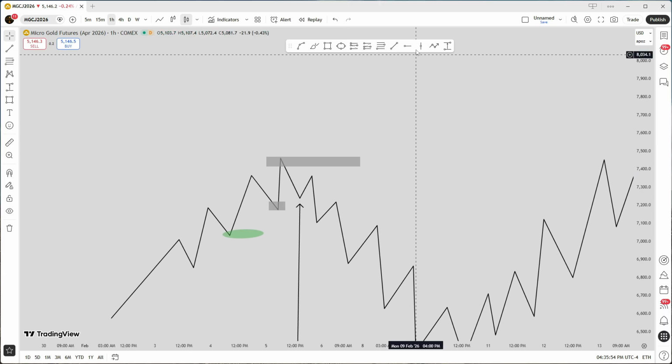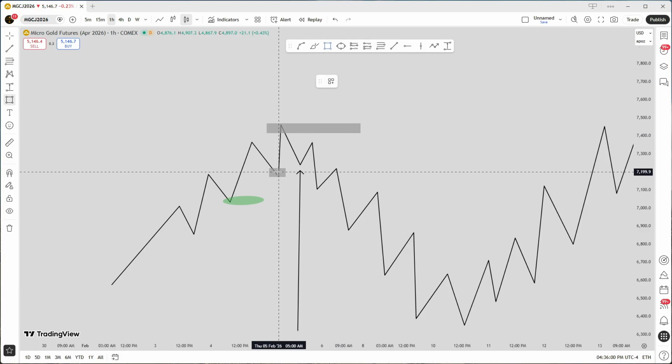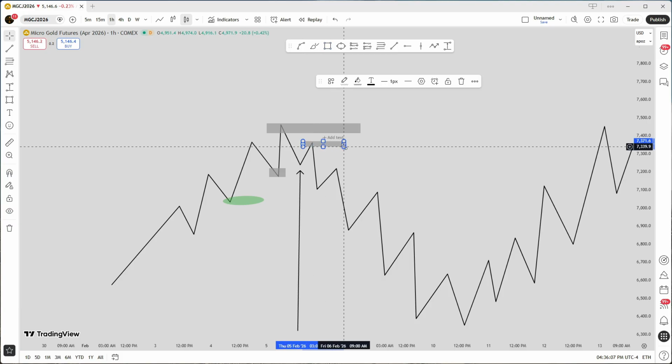This is the last high. Remember, the market has been trending up this whole time. This is the last low, last high. Pay attention to this. But now, the market creates a lower high, right?